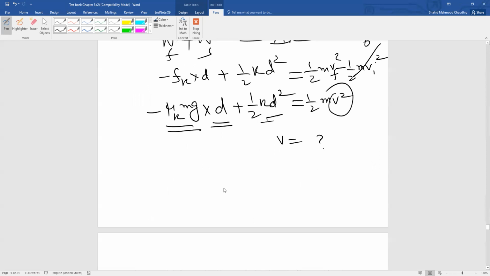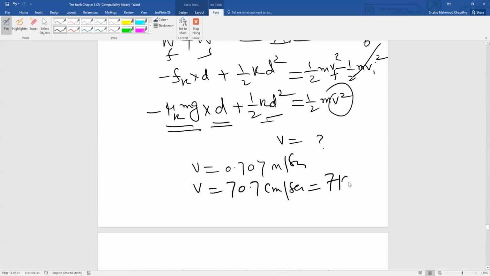And the answer will be 0.70, maybe 0.707 meter per second. But you will write the answer as 70.7 centimeter per second, because the answer is in centimeter, or you can write it as 71 centimeter per second. So this is the answer.